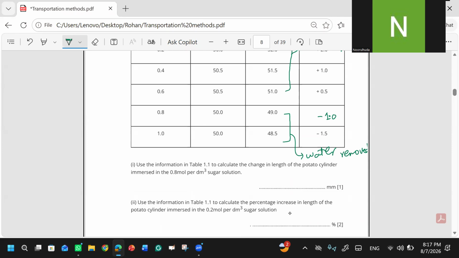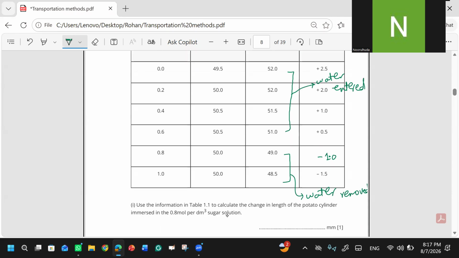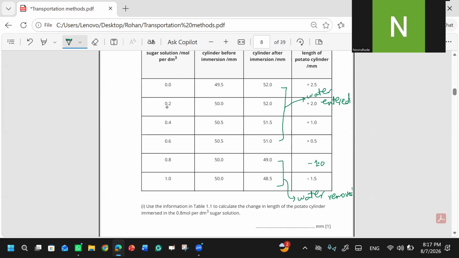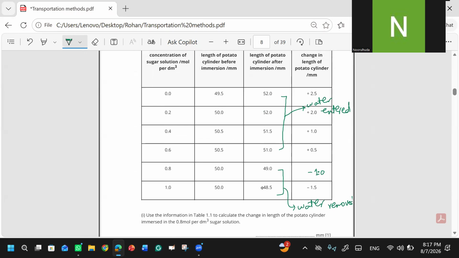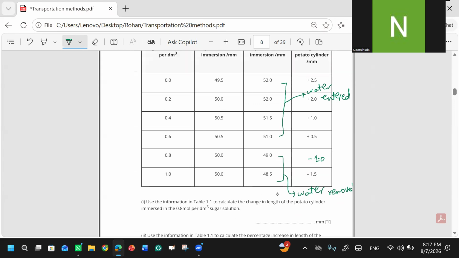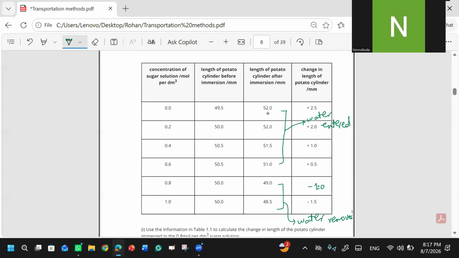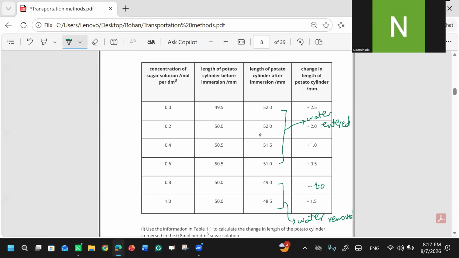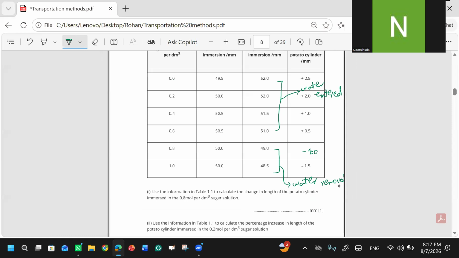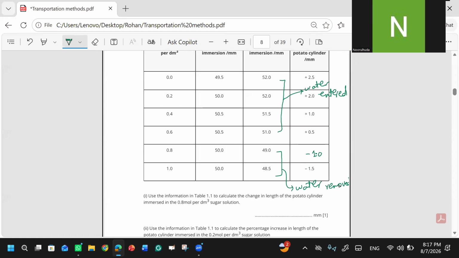Use the information to calculate the percentage increase in length of the potato cylinder immersed in 0.2 mole. Okay, this one, 0.2 mole. What is the percentage increase in length? How can we calculate the percentage increase? You have to minus the immersion before and after. That will be the difference. How can you get a percentage from that?